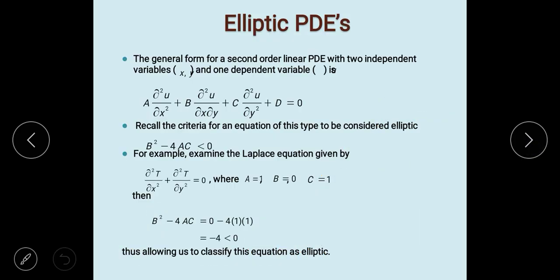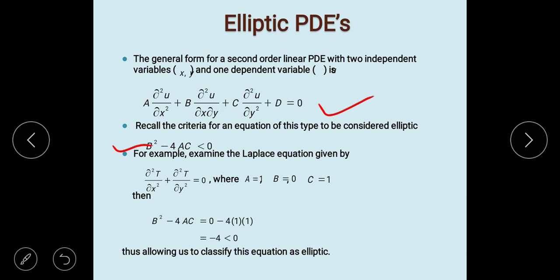Now elliptical PDE. It's a general form of second order linear PDE with two independent variables x and y and one dependent variable, that is u. If you are writing a second order PDE like this one, and recall the criteria, by using this criteria we can differentiate elliptical, parabolic and hyperbolic PDE.